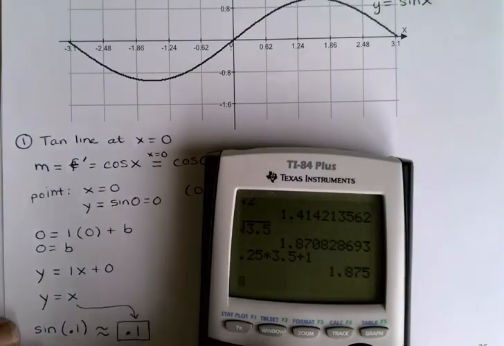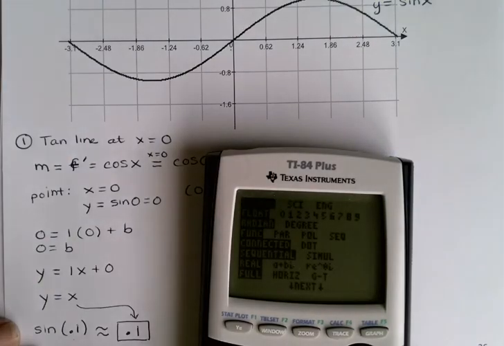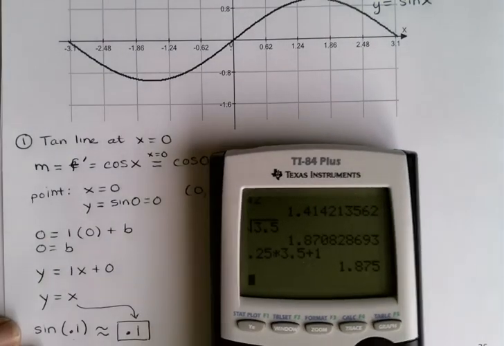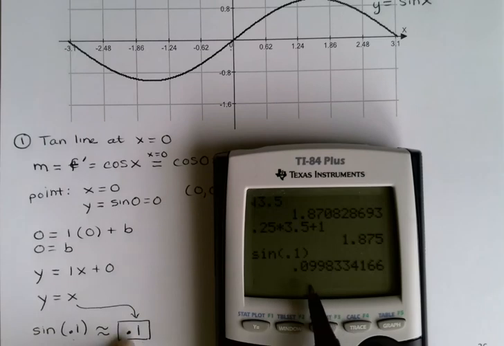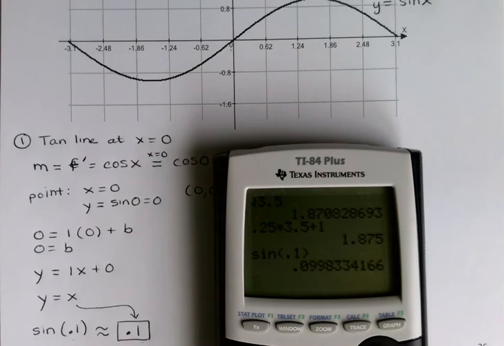Let's just double check. I am in radian mode. And if I did do the sine of 0.1, notice I get a very close approximation here. It's 0.0998, so I'm off not until the 10,000ths place here. So I'm off by about 2 10,000ths, so really, really good approximation.